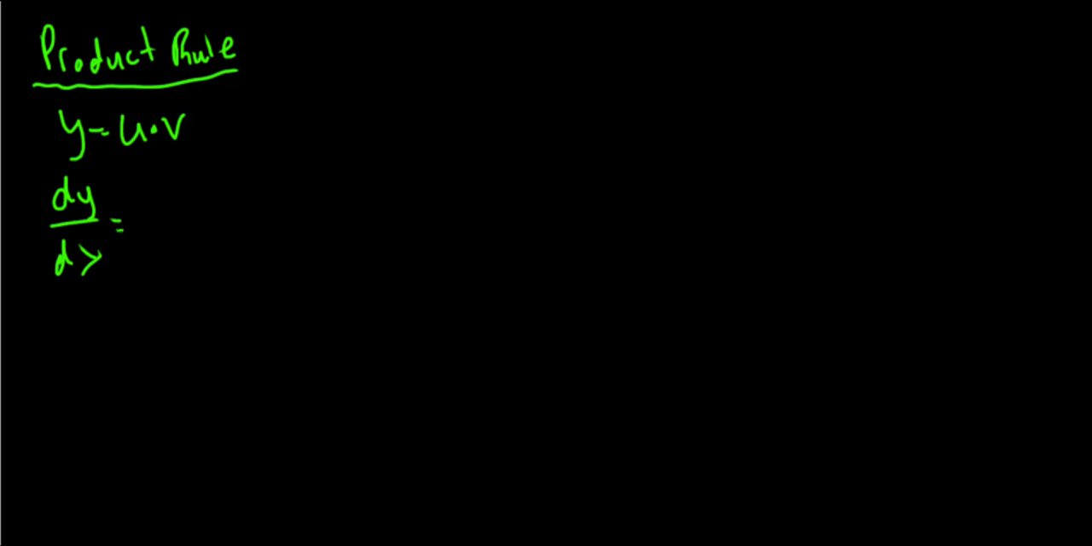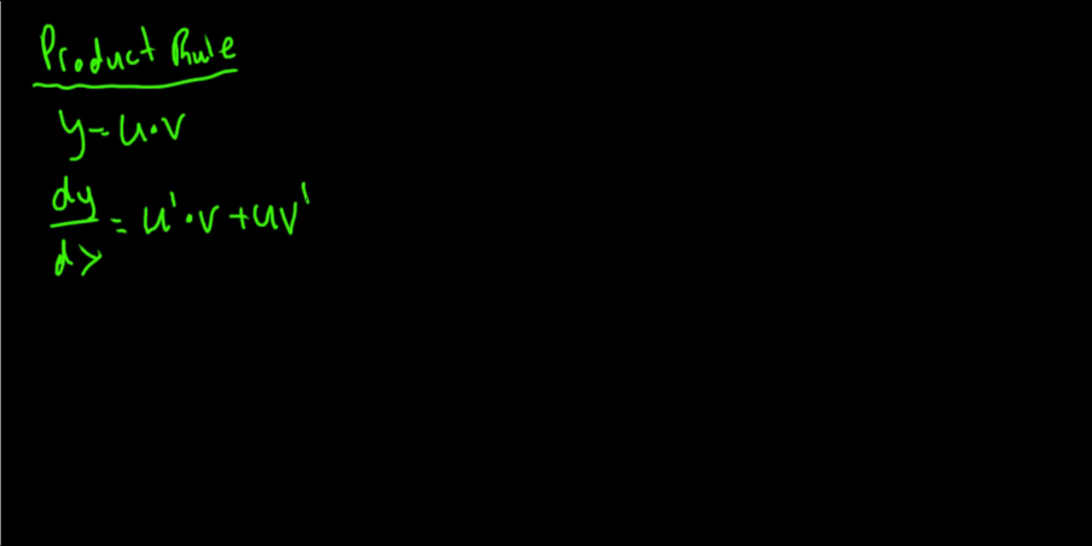That is going to be equal to, and here's a new notation that I'm going to use so I don't have to repeatedly write d/dx or dy dx: prime. That little apostrophe right there, we call it prime, and that just means the derivative of. So we'll have u prime times v, which is the derivative of u times v, plus u times v prime.